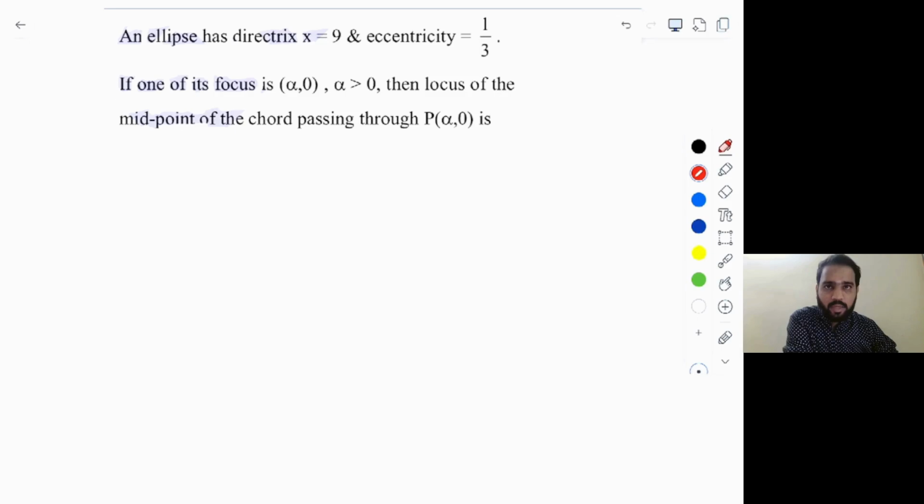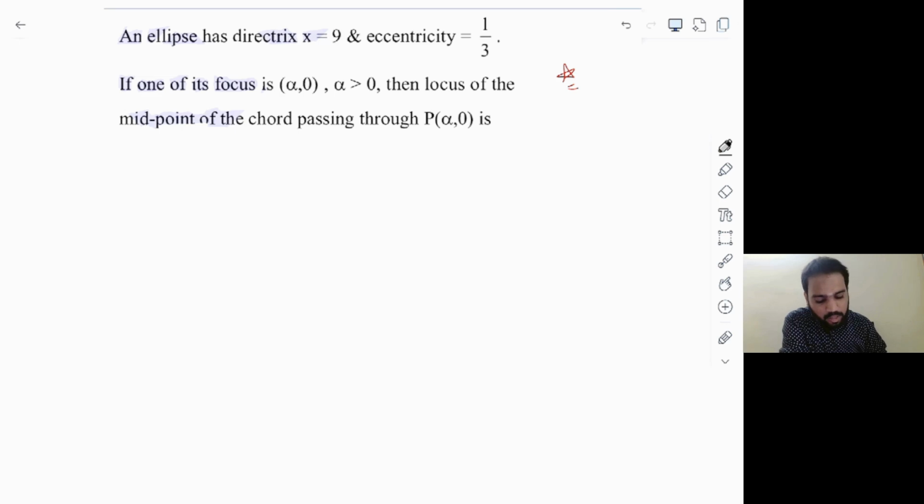Let's take the next question. This is also one of the interesting questions from that 6th April JEE main session, and it is potentially very important for upcoming JEE advanced also. So it has two parts. First thing is we have to find the ellipse equation. That part is very easy.